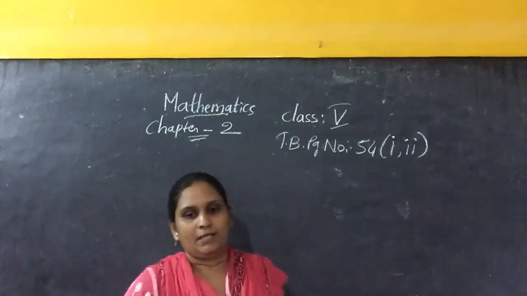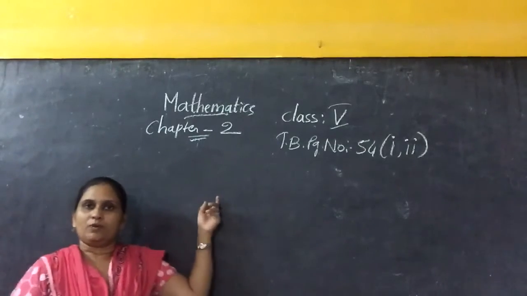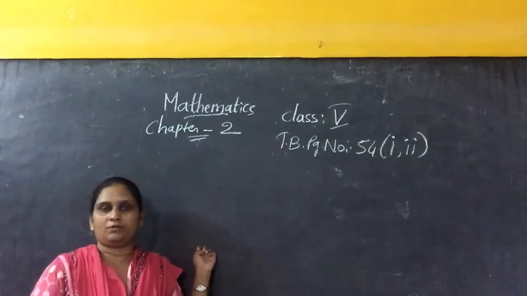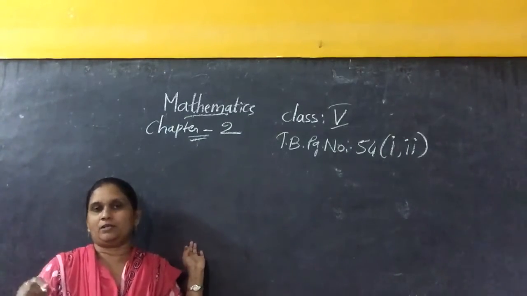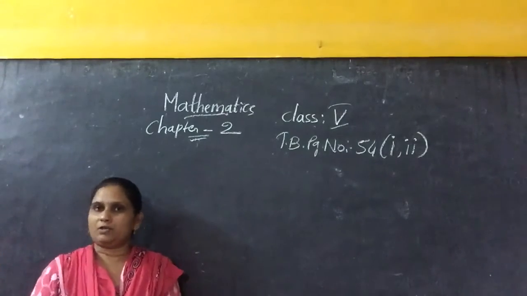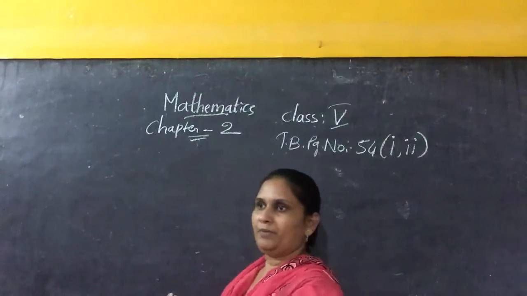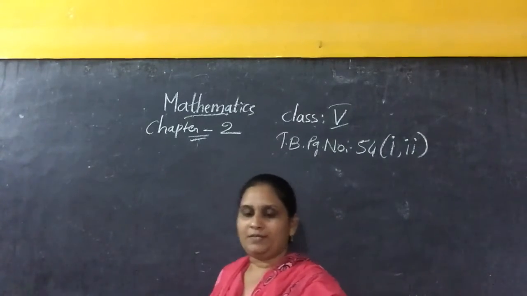Overall, in each section you have 6 sums. For section 1, I will write the first sum on the board, and along with me you also have to write. Section 2, the second sum, I will also write on the board, and you have to copy it. Remember, the question has to be written with the black pen and the answer with the blue pen. Shall we start now?